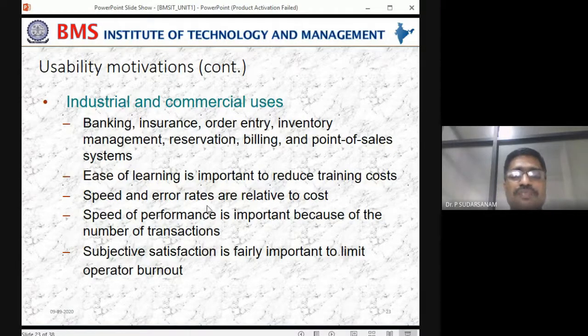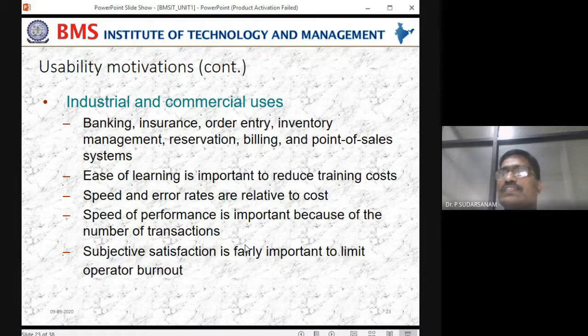The next one is that speed of performance is important because of the number of transactions. If you take the example of 20 or 10 years back, only a few people were going to the bank because they didn't have much work at that time. Nowadays utilization has increased, and banking access is required for people. So in that case, the speed of performance has to be improved.